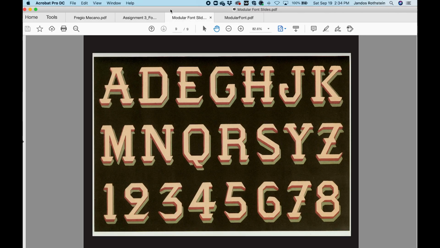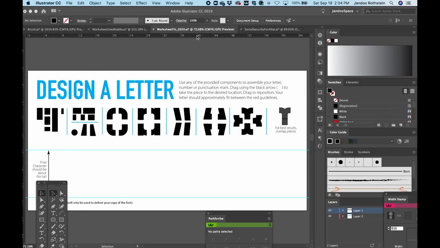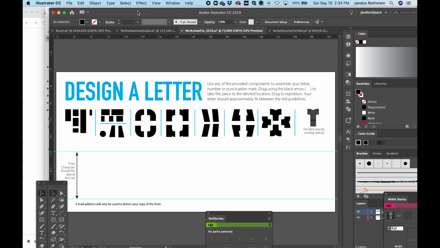And I'll just show you how some of these pieces might come together in Adobe Illustrator. This is actually something I did for Off the Wall a couple of years ago. It's very hard to come up with a hands-on project for people who are not graphic designers. And so this was my idea one year, was to put together a modular font, and I put together the sheet with all the modules.